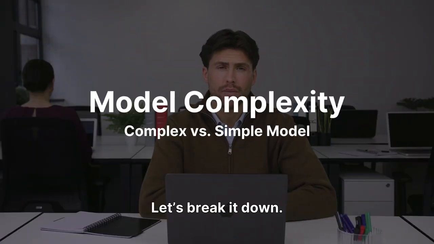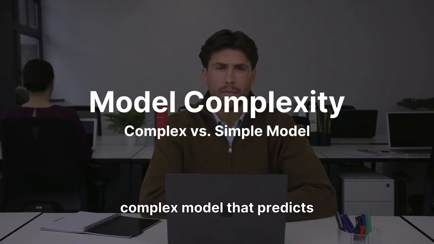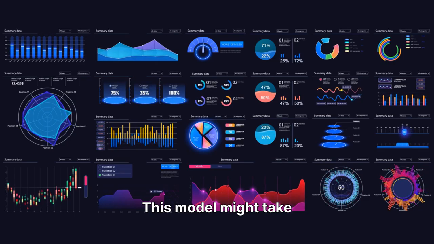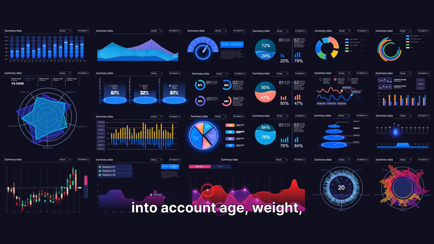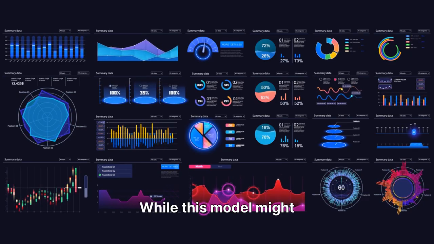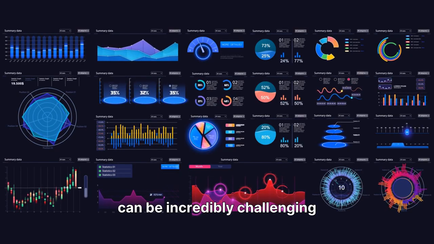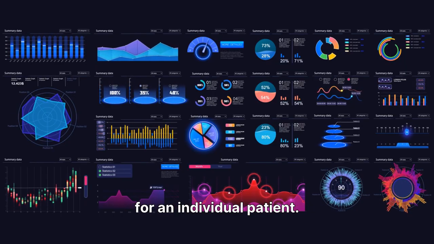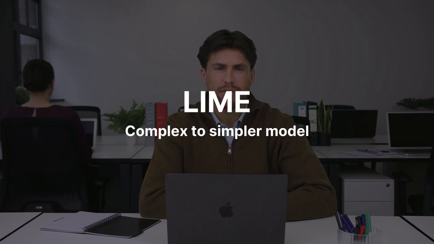Let's break it down. Imagine you have a complex model that predicts whether a patient has a certain disease based on a variety of factors. This model might take into account age, weight, blood pressure, and many other variables. While this model might be highly accurate, it can be incredibly challenging to understand why it makes a particular prediction for an individual patient. Now, this is where LIME comes in.